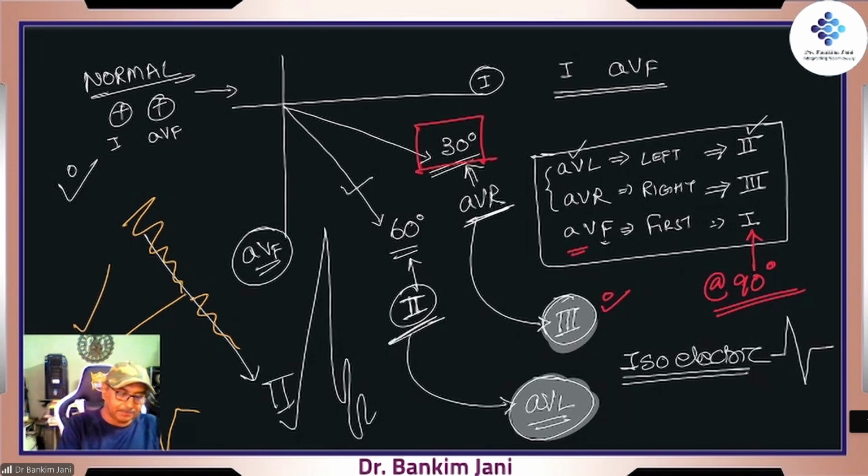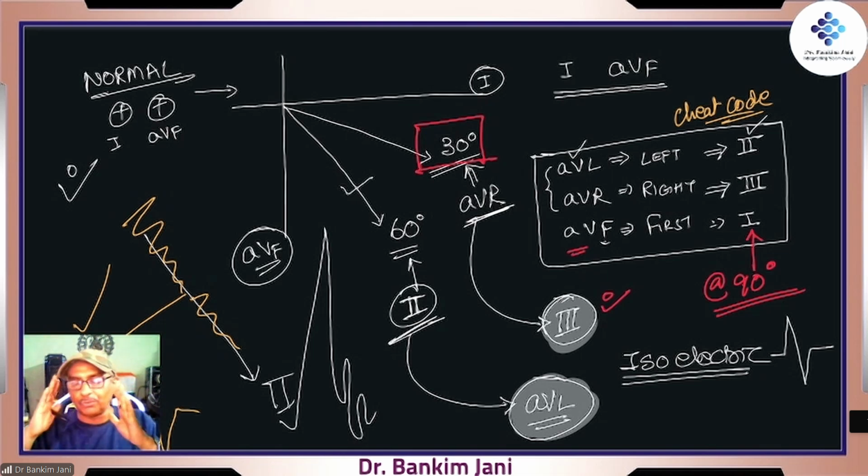This is the concept. Is this clear? We have to really watch the 90 degree axis. And in order to understand the 90 degree axis, we created this cheat code. Right? Remember it in a second. So even if you close your eyes, lead 2 means AVL, left.